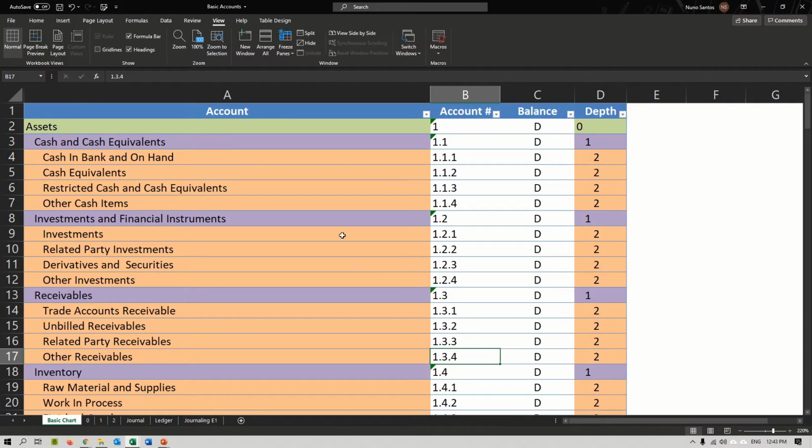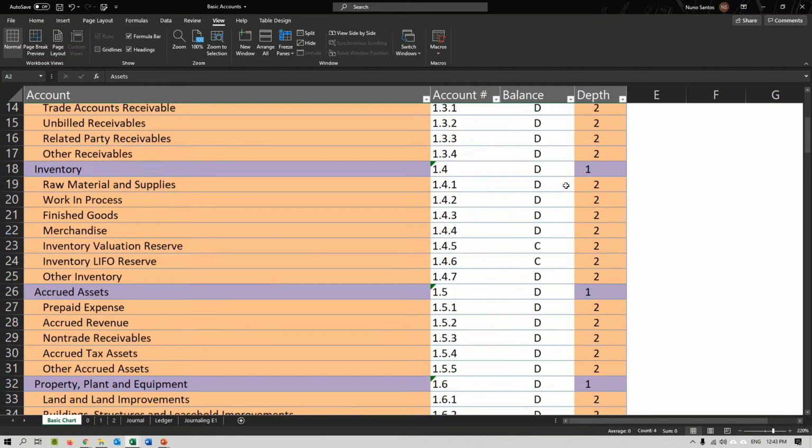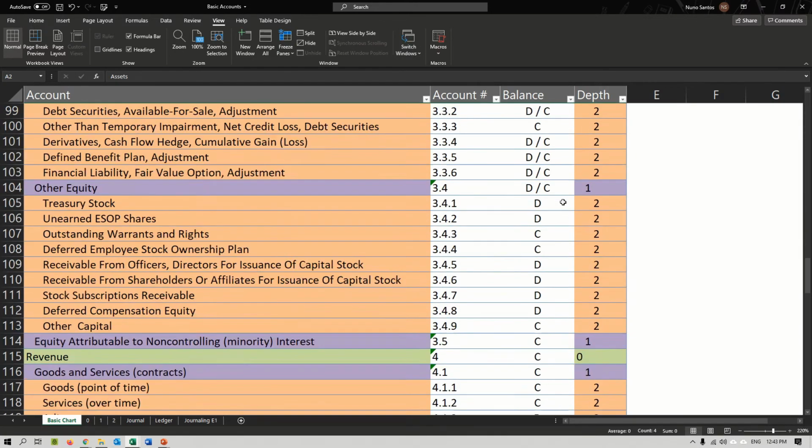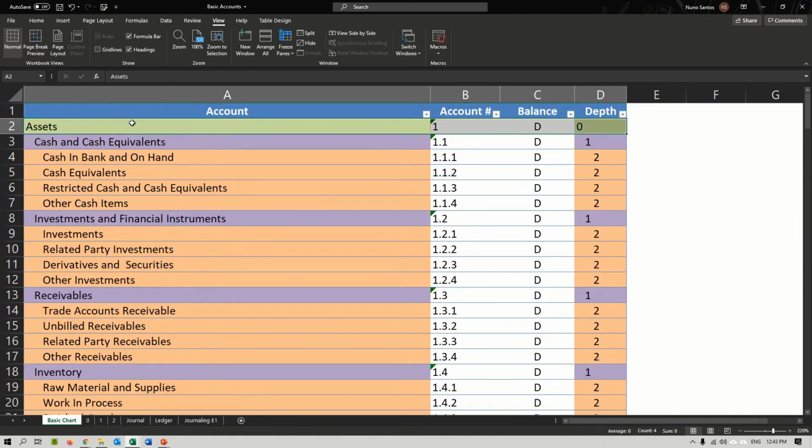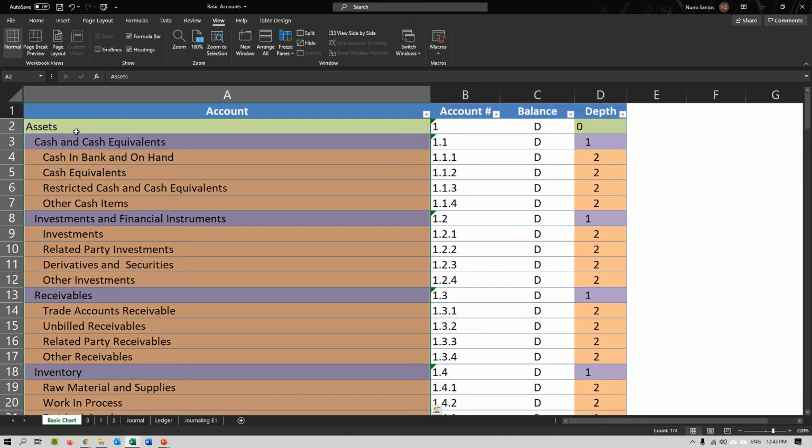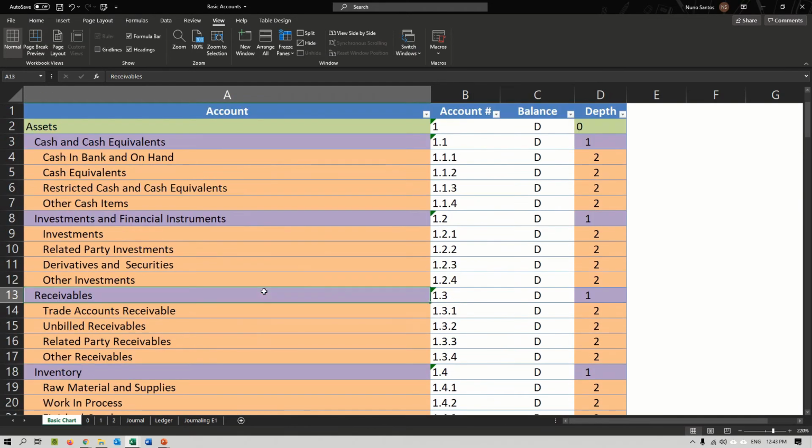Now I just want to show you the example of what a chart of accounts would look like. As you can see, it's basically a huge list where we have the different types of accounts, okay? And the chart of accounts basically has on the first column assets, cash, so we have the description of all the assets we have. This is a variety of accounts. Many of them you're not going to need, but many of them are very commonly used.